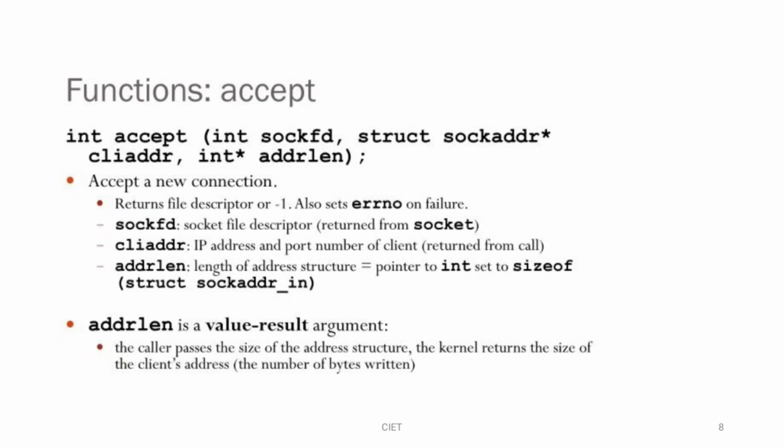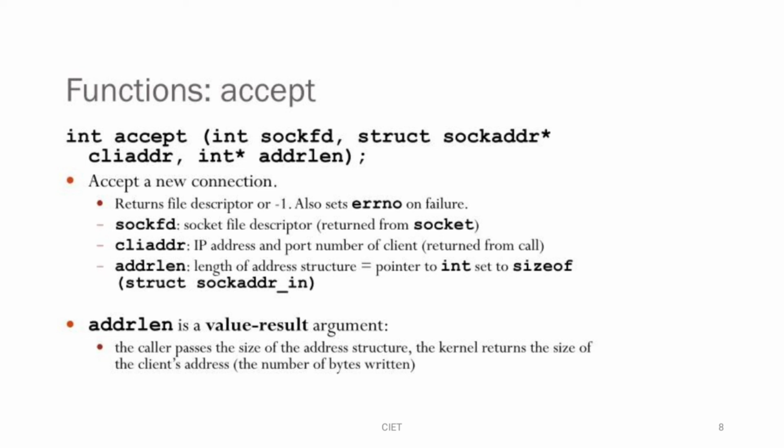Coming to the accept. int accept, within the brackets we have three arguments: the socket file descriptor, struct sockaddr *cliaddr, and after that int *addrlen. Here the star is nothing but a pointer representation which stores the address. Using accept, it accepts a new connection coming from another host. If it is successful, it returns the file descriptor, and -1 whenever an error or failure occurs.